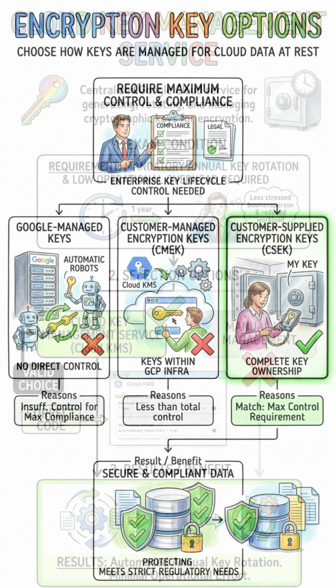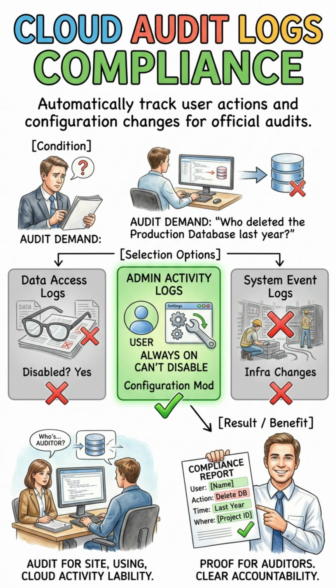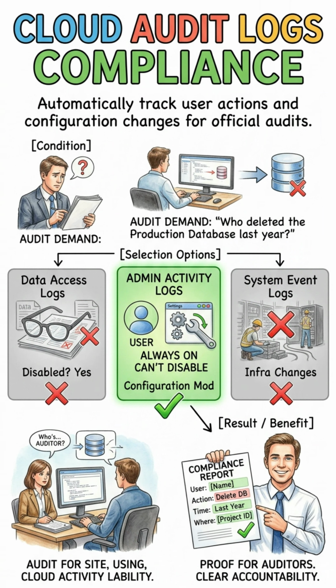Tracking who did what, where, and when is essential for compliance audits, and this tracking is handled seamlessly by cloud audit logs. There are different types of logs, but admin activity logs, which record actions that modify configuration or metadata, are always turned on by default and cannot be disabled. If regulatory auditors demand proof of who deleted a production database last year, you will find that exact answer inside cloud audit logs.